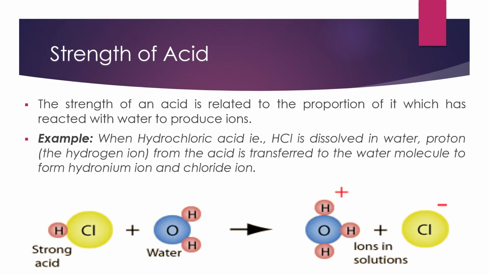The strength of an acid is related to the proportion of it which has reacted with water to produce ions. For example, when hydrochloric acid is dissolved in water, proton, that is the hydrogen ion from the acid, is transferred to water molecule to form hydronium ion and chloride ion.